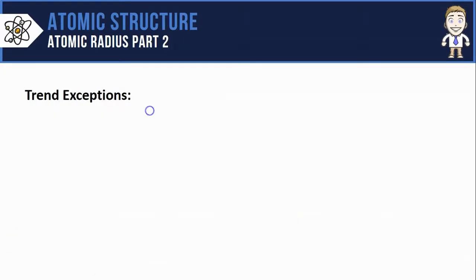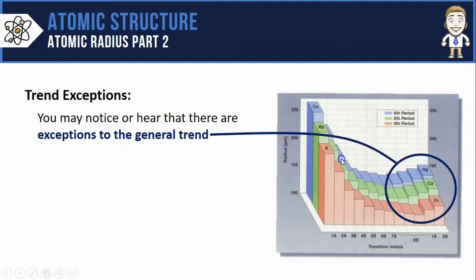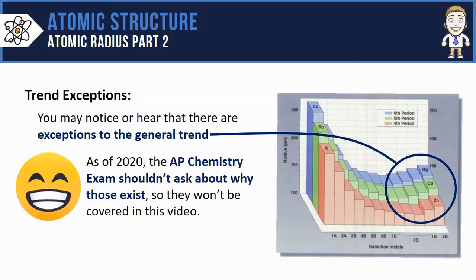You may have also heard of some exceptions to this general trend, things that go against our general rule of getting bigger as you move to the left. One of those has to do with the transition metals, and those exceptions do exist, but as of 2020, the AP Chem exam shouldn't ask you about those, so we're not going to cover them in this video.